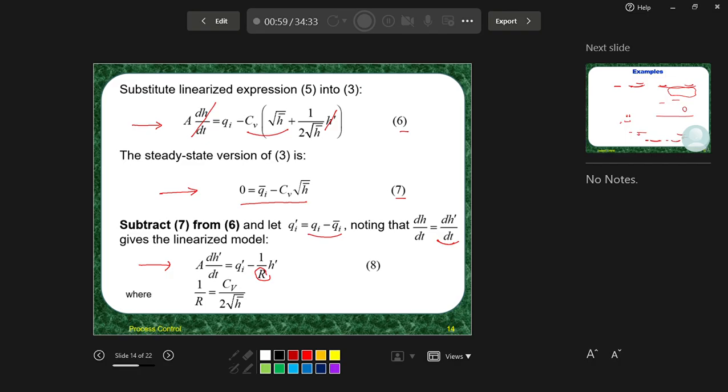So you can see that we have reached the same form, the linear form, using the second method in which we have only linearized the nonlinear part of the differential equation. Of course, you are free to use any one of these two methods unless the question specifies the method.